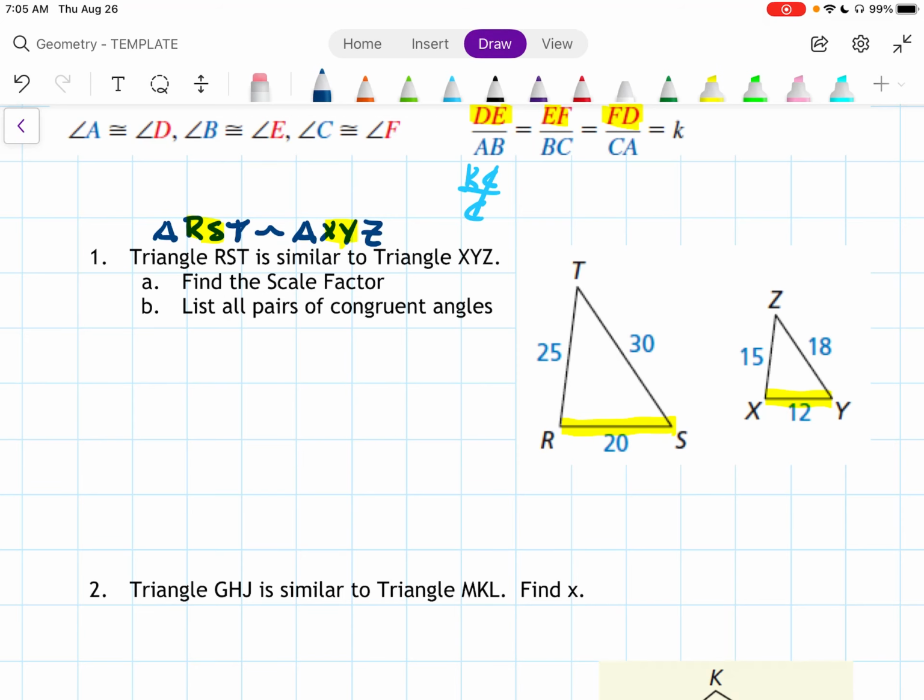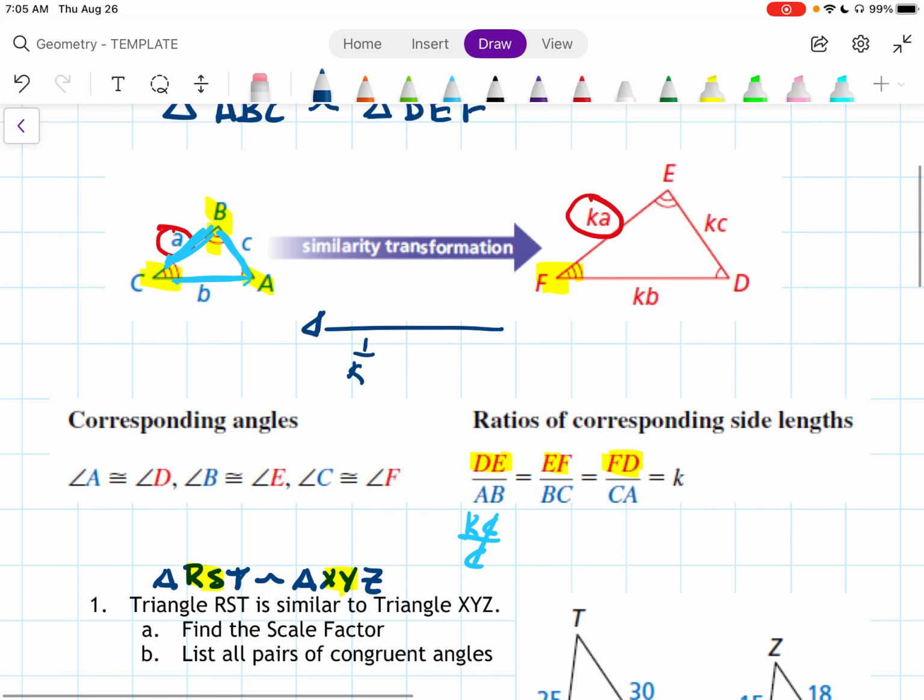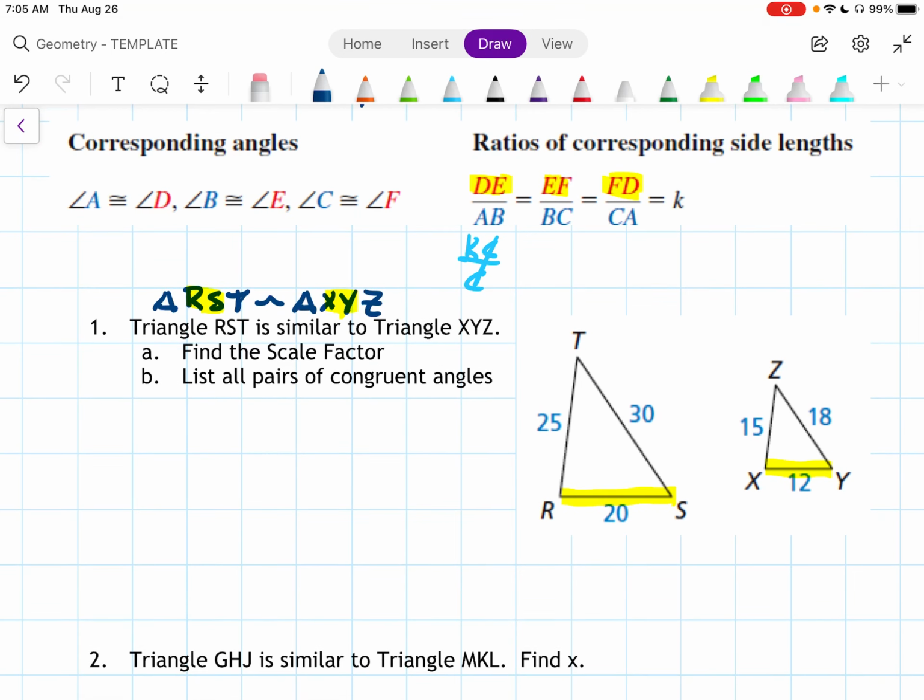Now for the scale factor, I told you earlier that you have to decide which direction the similarity transformation is going in. I'm going to say that it's going from left to right, okay? If I say that it is going from left to right, then I'm going to take the 12 over 20. That will reduce to be what? 6 over 10, which is 3 over 5. That would be my K.